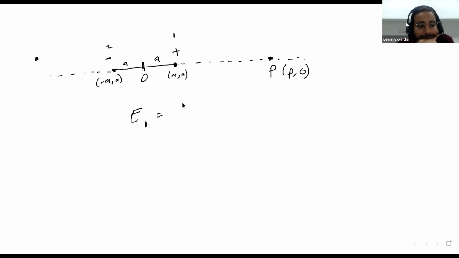Tell me. Uh, the electric field cause of the first charge. Yes, at point P here. Sir, it will be E as a function of A raised to power 1. As in, what is the electric field?